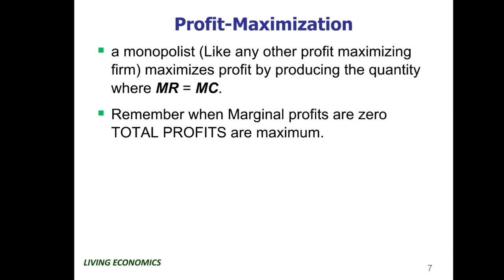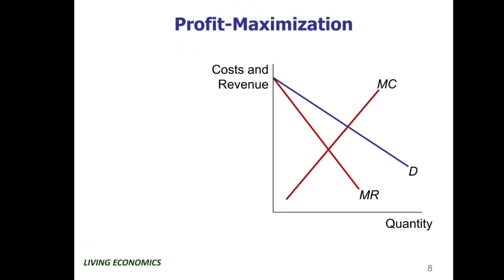So let's say if MR is $10 and MC is also $10, then your marginal profit is zero. You can look at the graph. We have a demand curve, which is also called the average revenue curve.